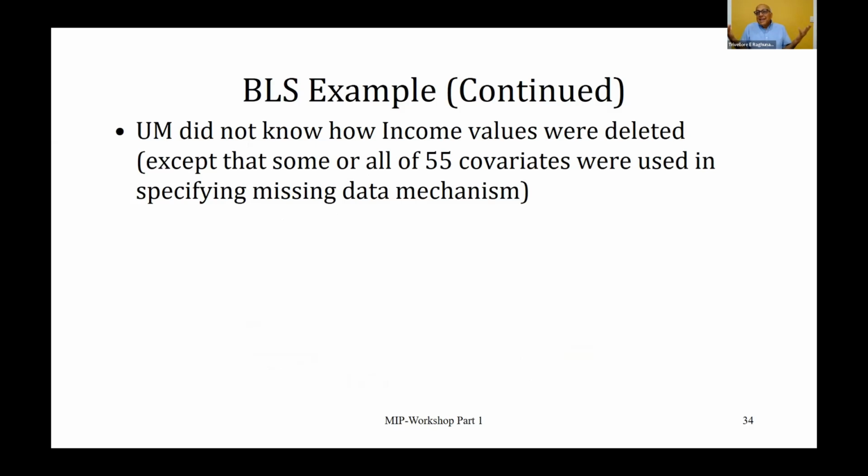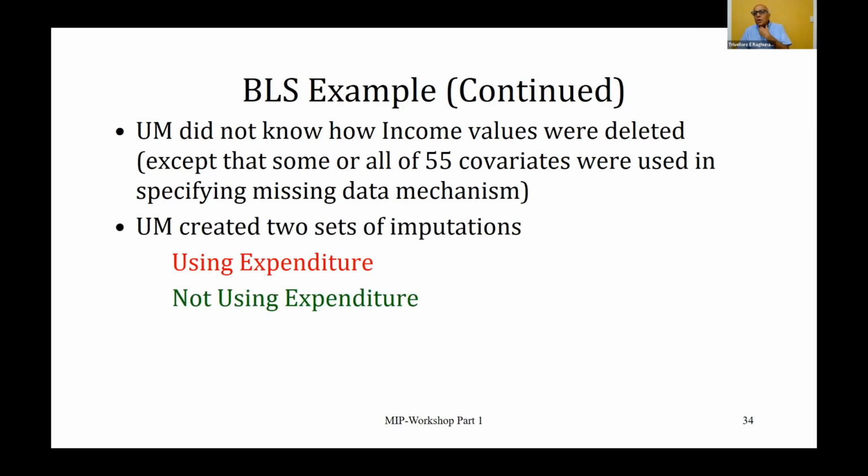That's a reality, right? All I care about is that it's missing at random, in the sense that, conditional on the 55 covariates, the observed and missing values are random, but I don't know which covariate and which subject were used. I will never know what the mechanism actually is. So UM created two sets of imputations, using expenditure and not using expenditure, to impute the income.